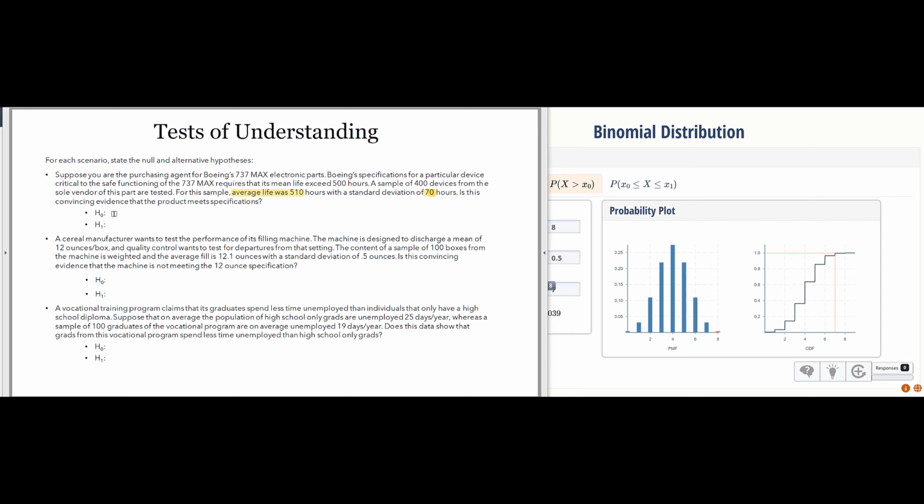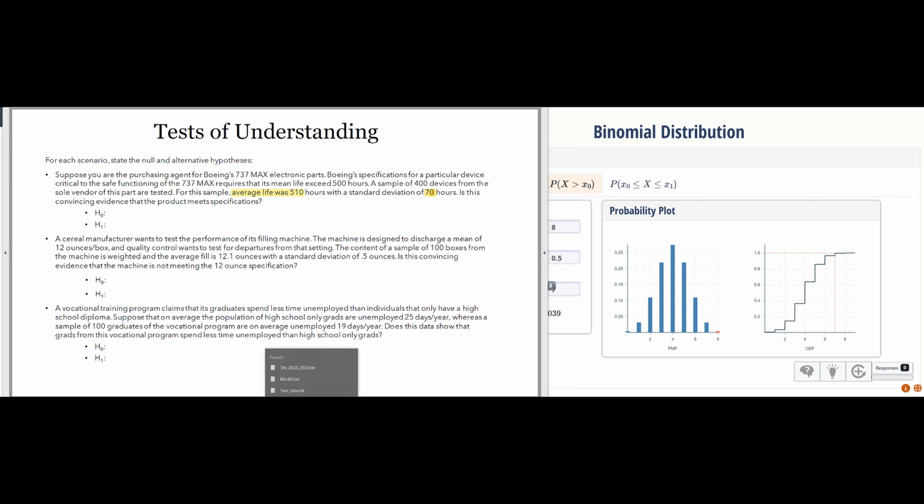In other words, our null hypothesis here, I'm going to pull up Notepad to draw on here. And let me shrink my font down to something that's not so outrageously large. Okay. So, for our first example here, our H naught is going to be that the average life is less than or equal to 500 hours. Notice the equal sign in the null hypothesis.